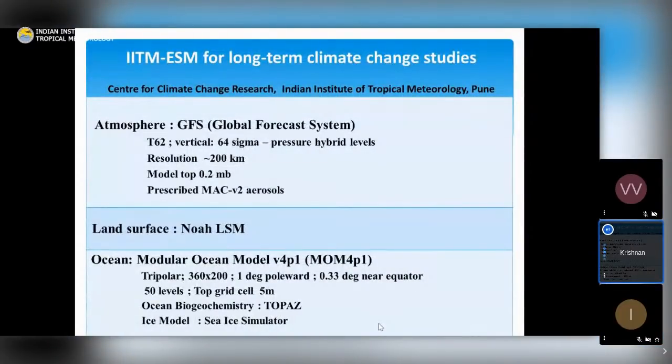One of the main achievements of this center is the development of an Earth system model for long-term climate change studies, known as the IITM Earth System Model. This is developed indigenously by our center. This model is now contributing to the CMIP-6 experiments and to the IPCC 6th assessment report. This is the first time from India. I will be highlighting that this is a fully coupled climate model, and I'll be discussing this in my talk.